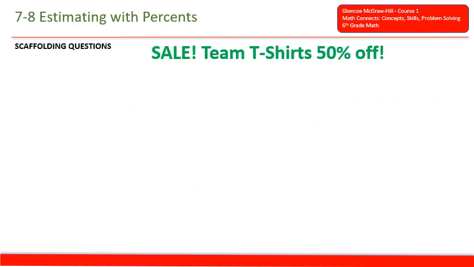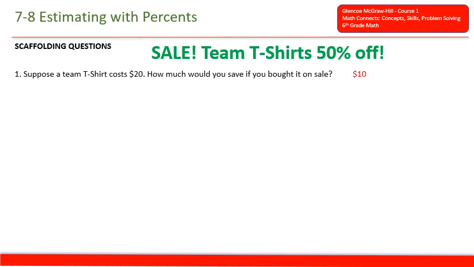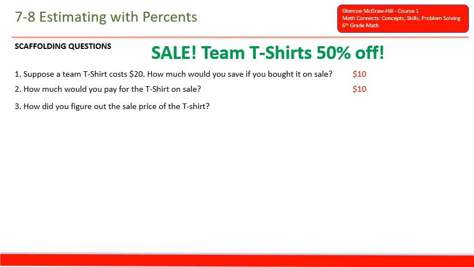Scaffolding questions. Sale, team t-shirts, 50% off. Suppose a team t-shirt costs $20. How much would you save if you bought it on sale? $10. How much would you pay for the t-shirt on sale? $10.